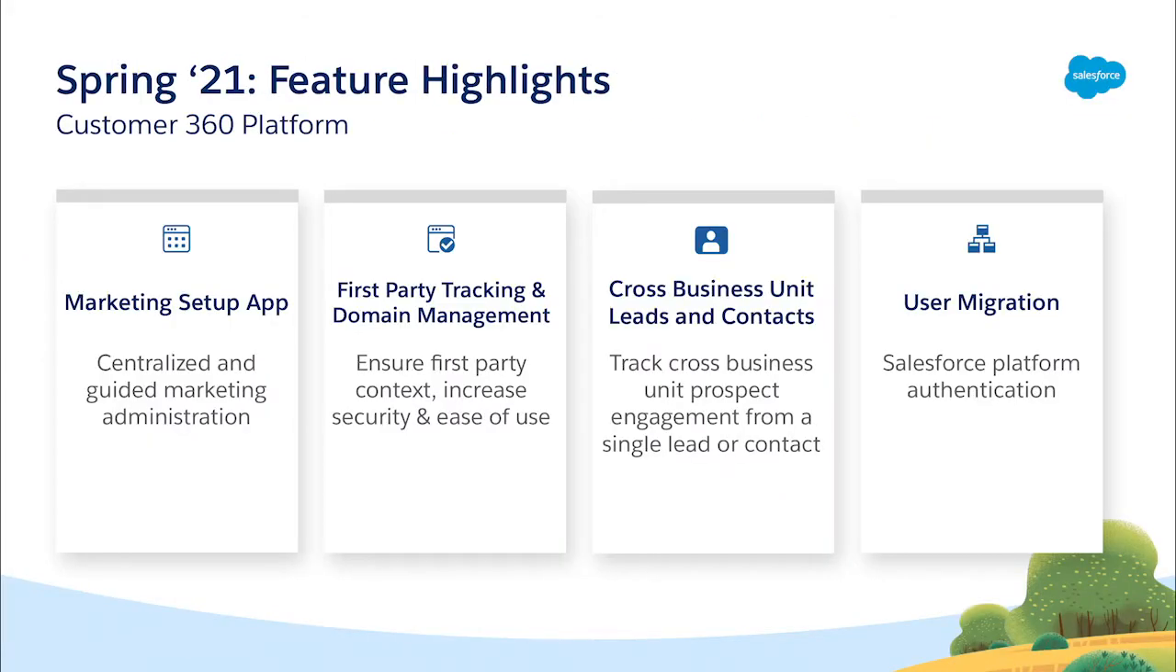Let's begin deep diving into the Spring 21 release with the Customer 360 platform. There are three main areas that I'd like to highlight today. Firstly, the new Marketing Setup app, which will help your admins with centralized navigation and guided setup. Next, updates to first-party tracking and domain management, focusing on ensuring first-party context and increasing security and ease of use. Then we can cover cross-business unit leads and contacts, which allow for the enterprise-wide tracking of prospect engagement from a single lead or contact. Finally, I will give a reminder for the upcoming changes to user authentication.